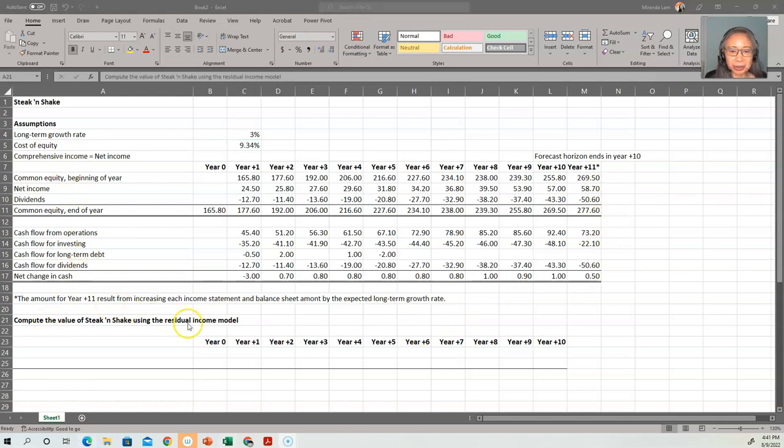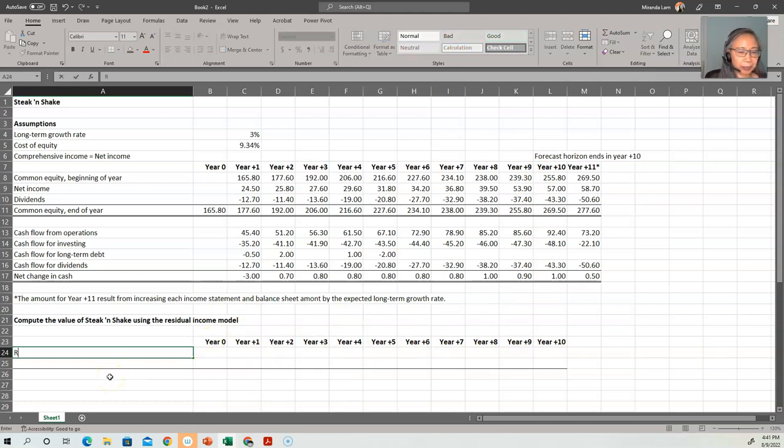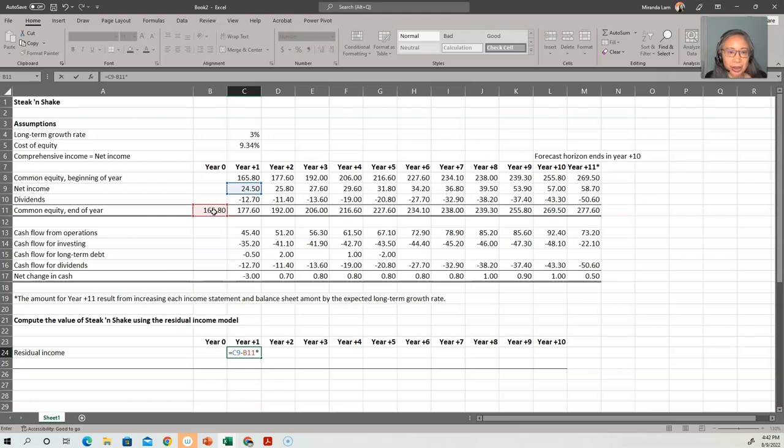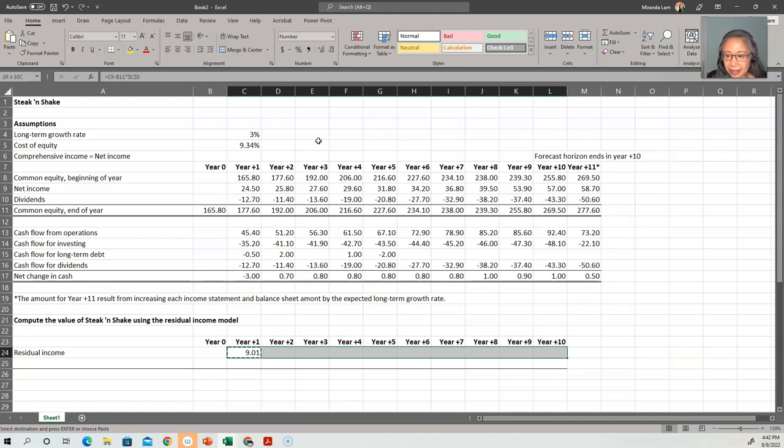Our first valuation model is the residual income model. So I have created the forecast horizon. Once again, the forecast horizon ends in year 10, so the model goes from year 0 to year 10. Residual income is defined as comprehensive income, and in this example, comprehensive income is the same as net income, minus previous equity, so the ending equity of the prior year, times the cost of equity. Once again, cost of equity remains the same, so I'm going to make that an absolute reference. So that's our residual income, and we can copy that for the next 10 years.